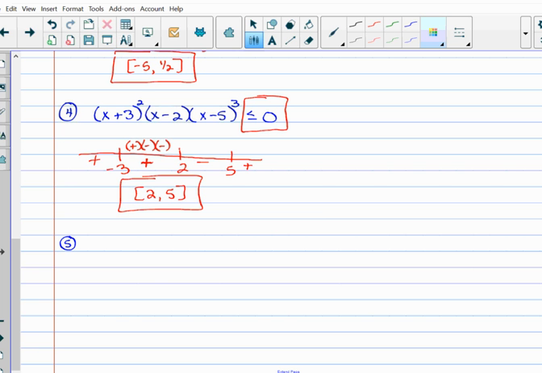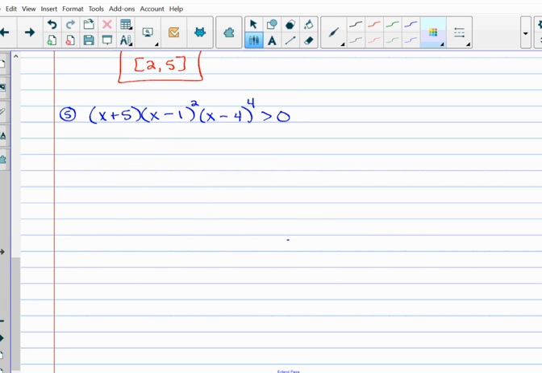Let's try one more like that but I'll let you guys try it. So let's do another one. Let's do x plus 5 times x minus 1 squared times x minus 4 to the 4th is greater than 0. Okay? You guys give that one a try.